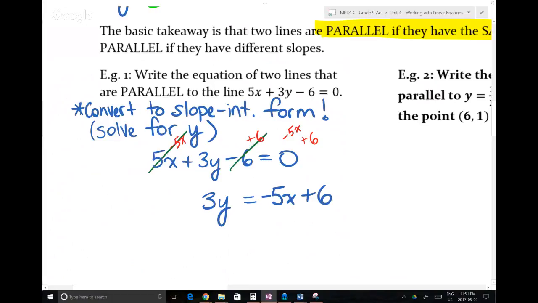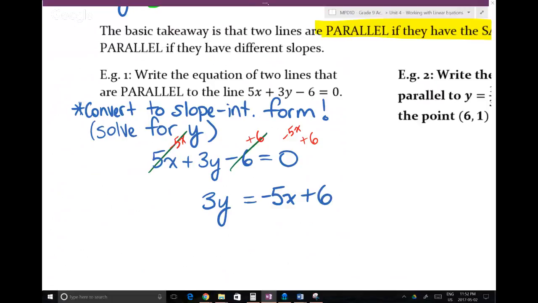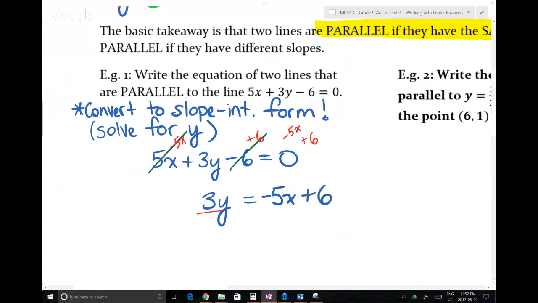I hear Kenny back there just yelling, saying, oh, I know what to do next. And he's going to tell me that I should divide both sides by 3. So I'm going to divide this side by 3. And then he's going to scream at me not to forget that multiplication and division are distributive. I have to divide this by 3 and this by 3. I have to divide everything on the right side by 3 because it has to be distributed, right? The 5x gets divided by 3 and the 6 gets divided by 3.